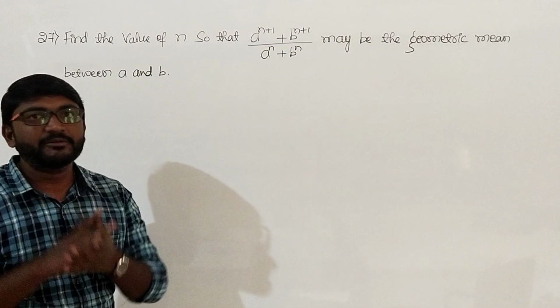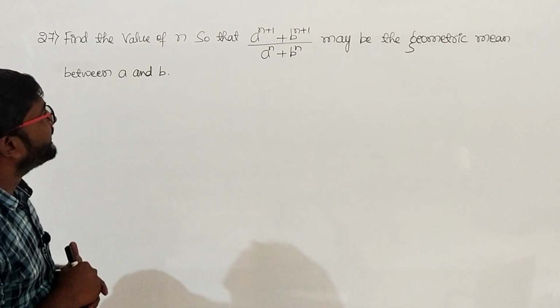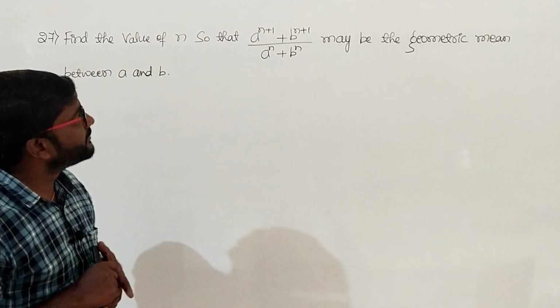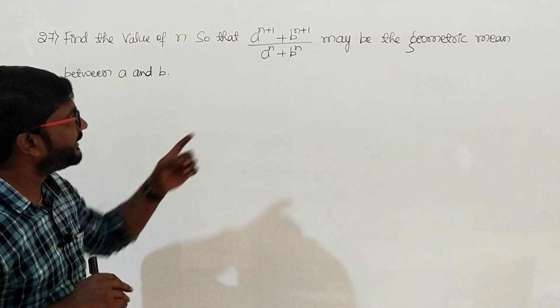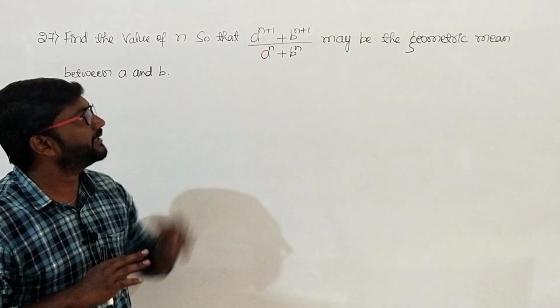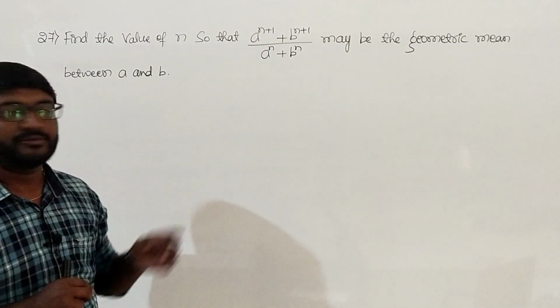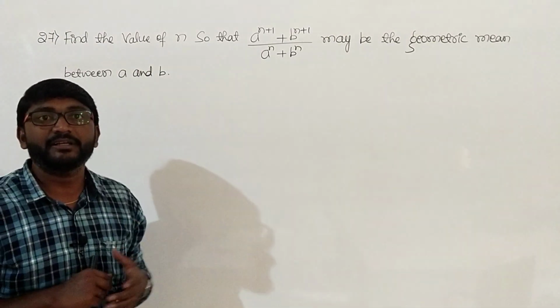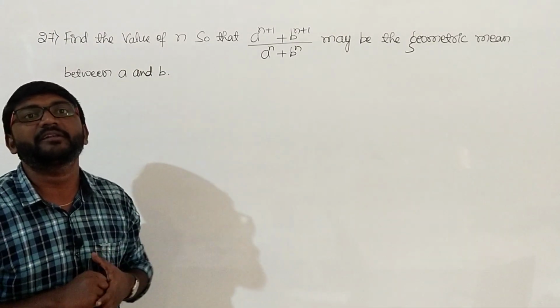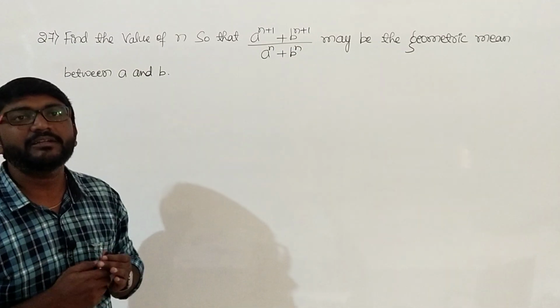Well, the 27th problem: find the value of n so that (a to the power n plus 1 plus b to the power n plus 1) divided by (a raised to n plus b raised to n) may be the geometric mean between a and b. We have solved a similar problem in arithmetic progression. There also we calculated the n value. So here also we have to calculate the n value.